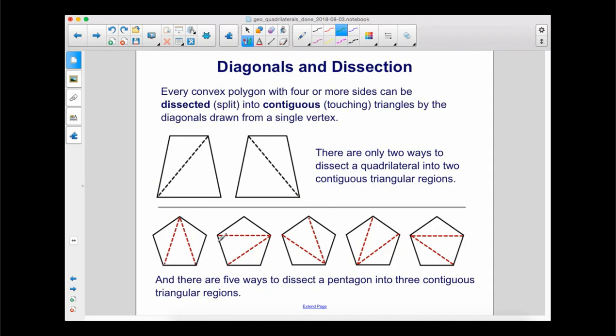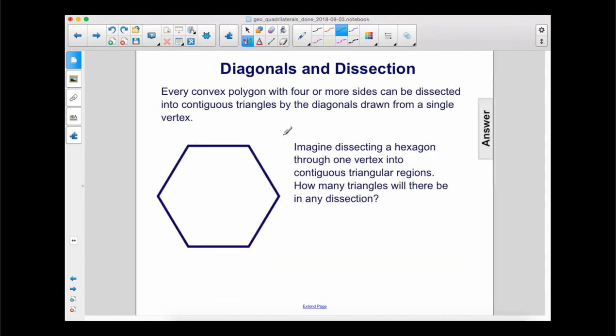So like this. So here we have 3 triangles. 1, 2, 3. We could also divide it from this vertex, so that would be 1, 2, 3, and so on. Every convex polygon with 4 or more sides can be dissected into contiguous triangles by the diagonals drawn from a single vertex. Imagine dissecting a hexagon through one vertex into contiguous triangular regions. How many triangles will there be in any dissection?